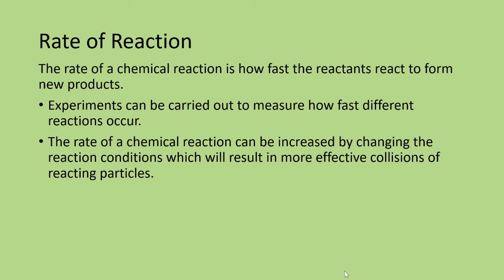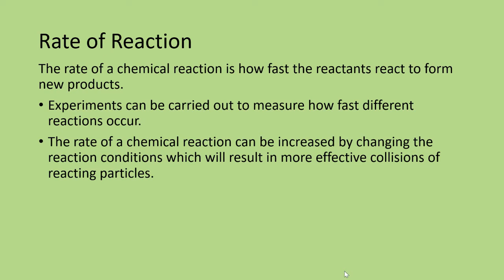theory. So the rate of a chemical reaction is how fast the reactants react to form new products. So the slower a reaction, the longer it will take to happen, so the bigger the time. So rate is the inverse of time. Experiments can be carried out to measure how fast different reactions occur, and we're going to do some of those experiments in the lab, in the school lab.